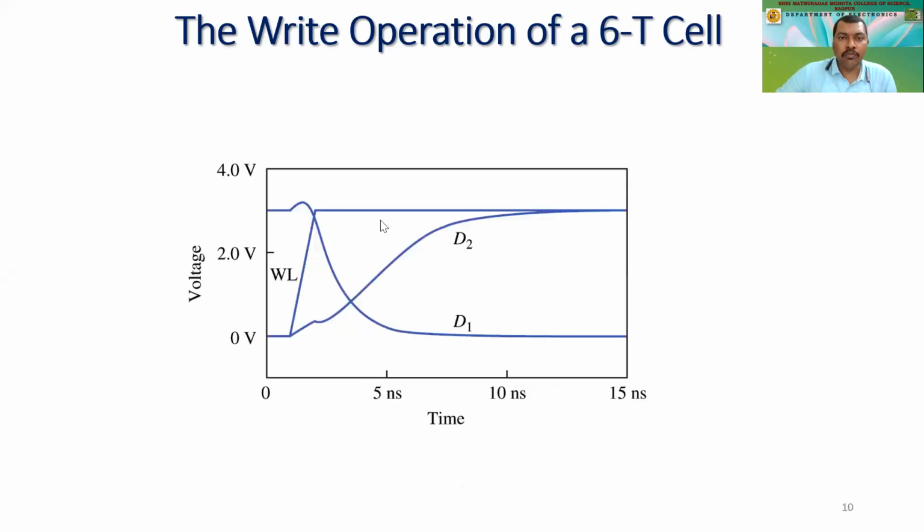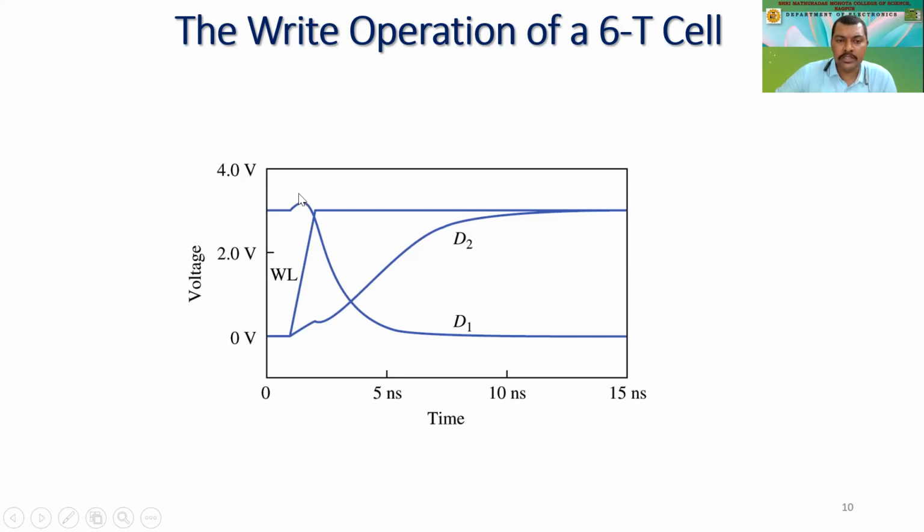Now let us start. As soon as the word line goes high, the data is loaded into the memory cell, right? This is the time consumption. On the x-axis you are able to see the time, whereas on the y-axis we have the voltage. As soon as you change the word line to 3 volts, the data which is over there is being written in the device, that is around D1 and D2.